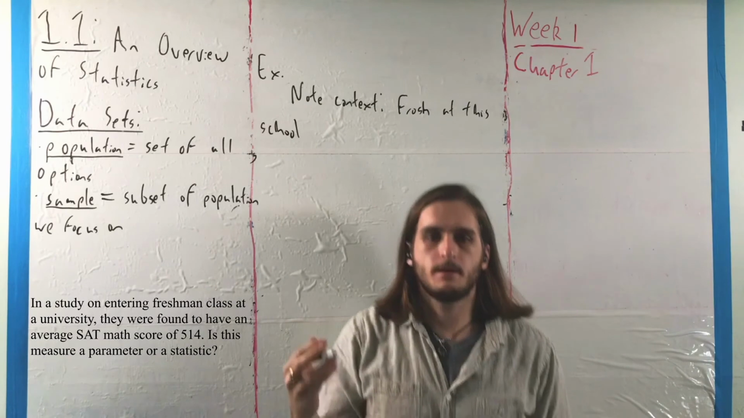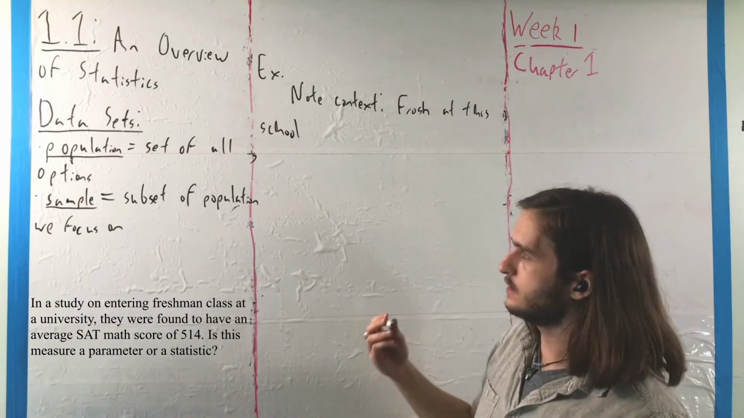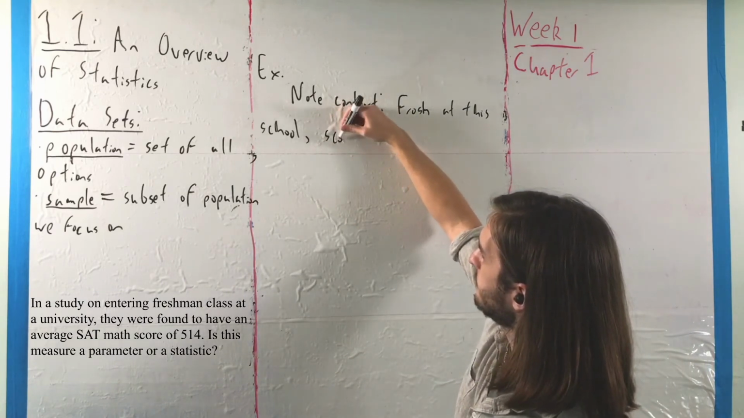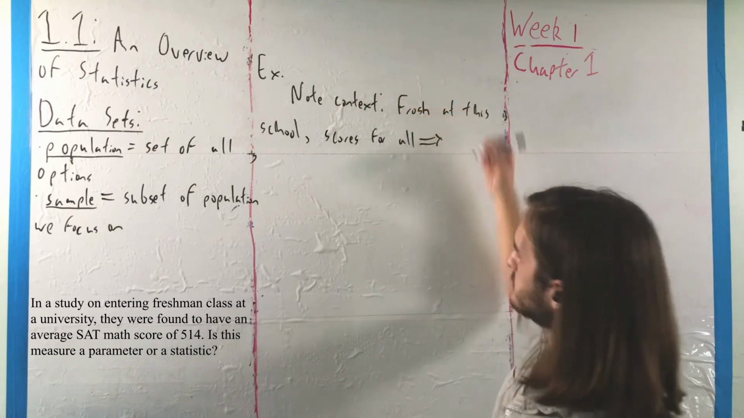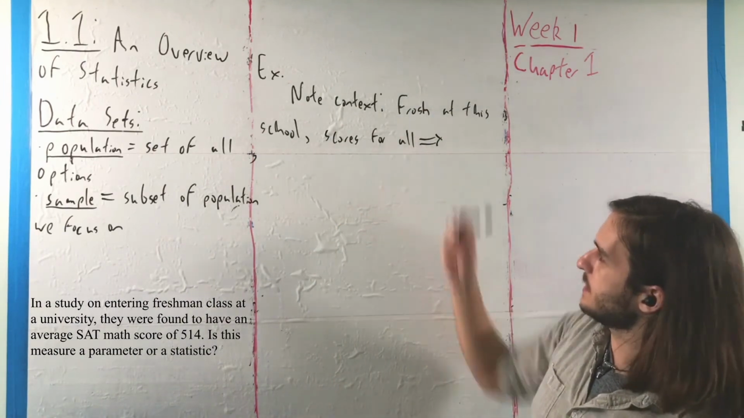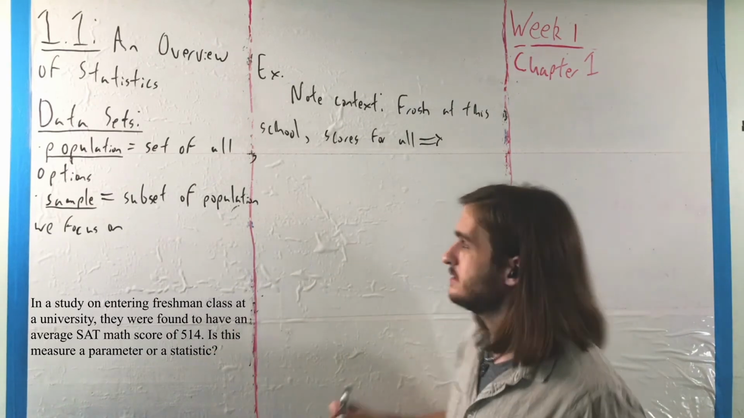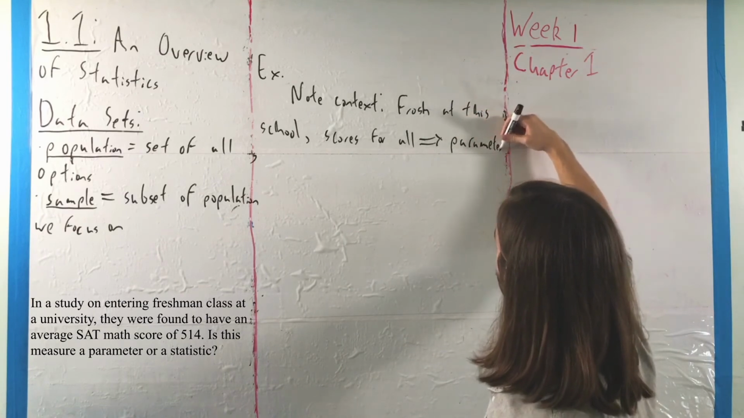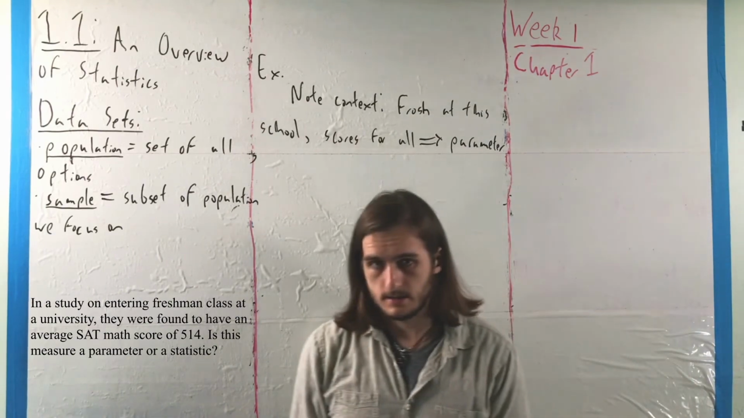And when we're talking about the measurement on them, the scores, we have scores for all students, which means that because we have scores for every single student that is a freshman at that school, and we're only looking at freshmen at that school specifically, we're looking at a parameter because we only have this context.